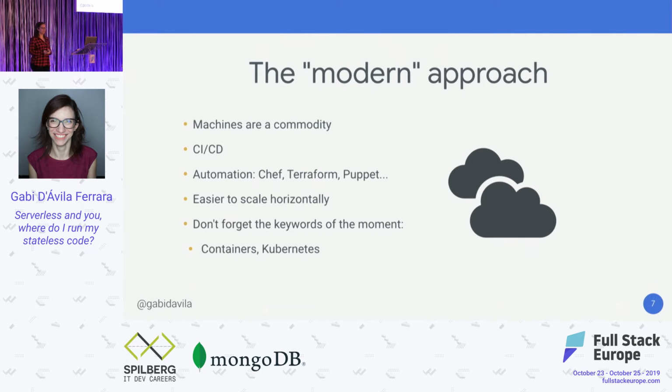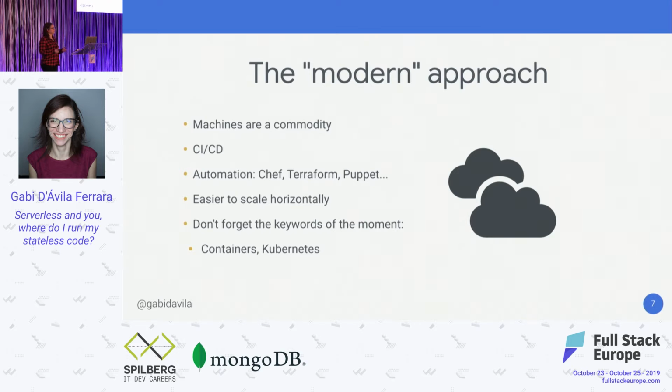The modern approach is what a friend of mine said could be considered the millennial version of servers. Machines are a commodity. You don't care about the name of the machine or the IP address it's going to have, as long as it follows a set of rules that you define. And then we have tools like CI, continuous integration and continuous deployment, to help us deploy applications to those servers, because remember, we don't know the name of the server. It usually has a UUID on it.